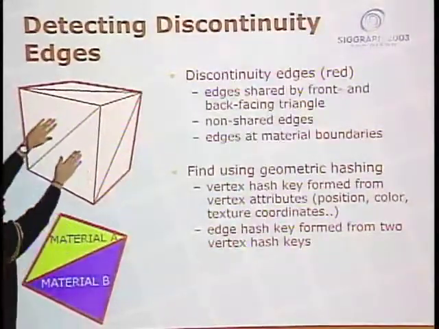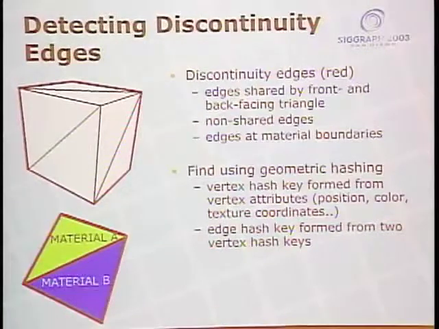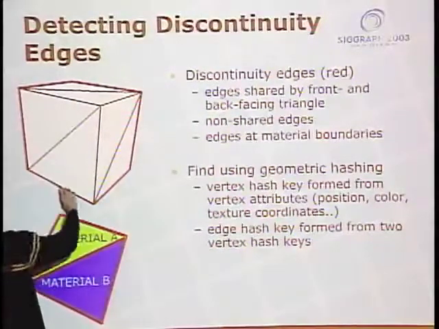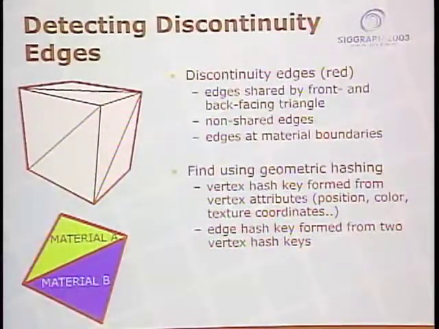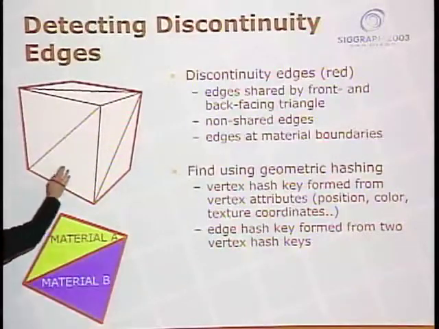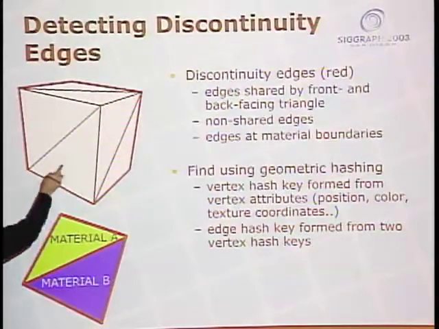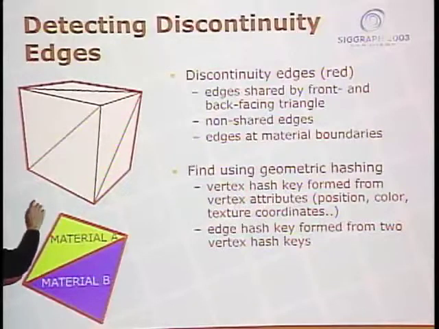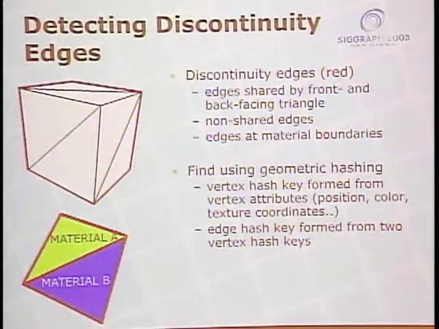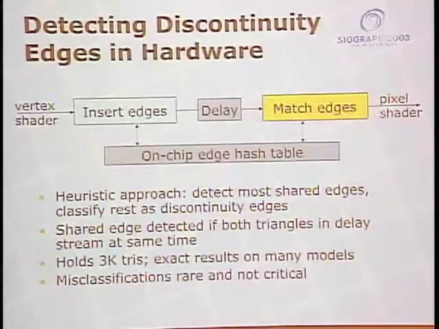Okay? This edge is covered because both of these guys are in the delay stream, and so on. This guy and this guy are not going to be in the delay stream at the same time. So that's going to be a discontinuity edge, and if we don't have both sides in the delay stream at the same time, then we'd better pay extra attention to that edge. We'd better anti-alias that edge nicely.